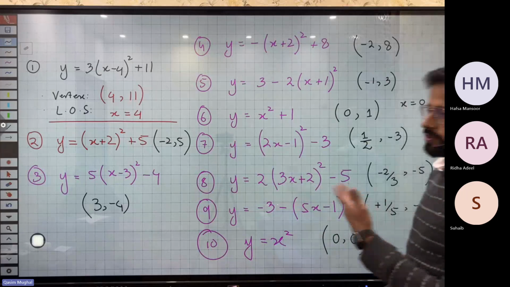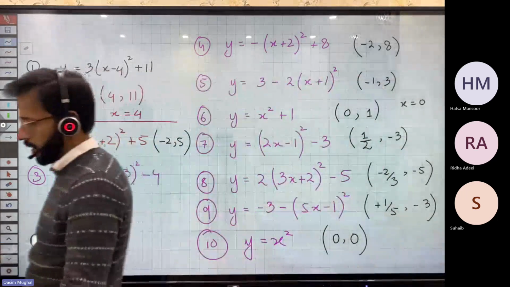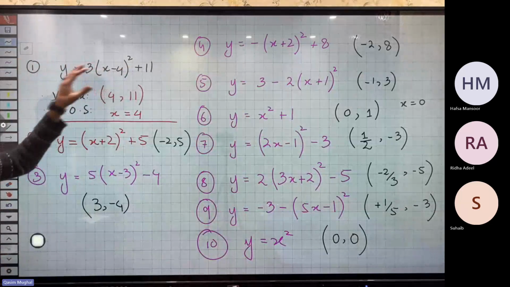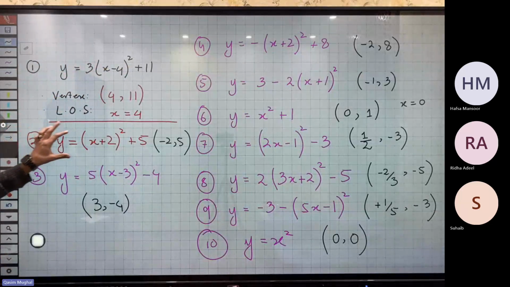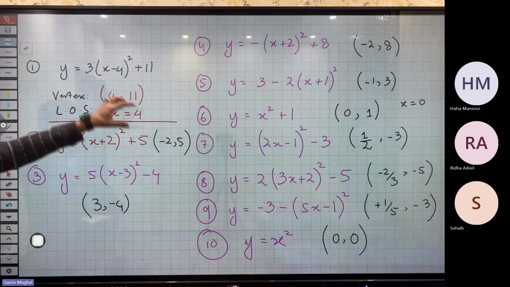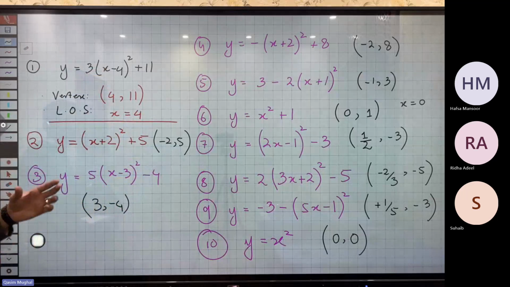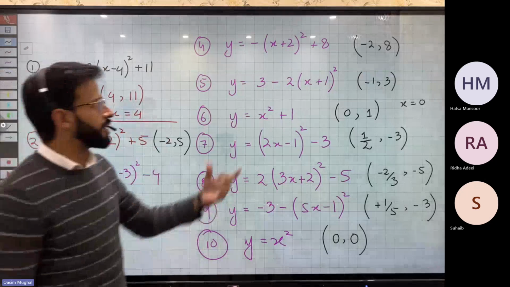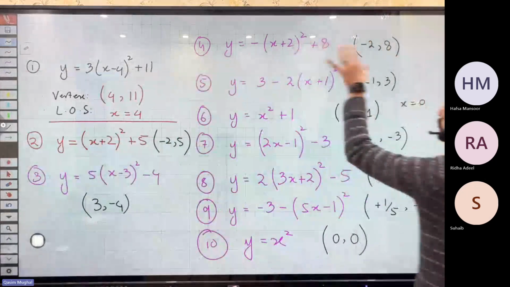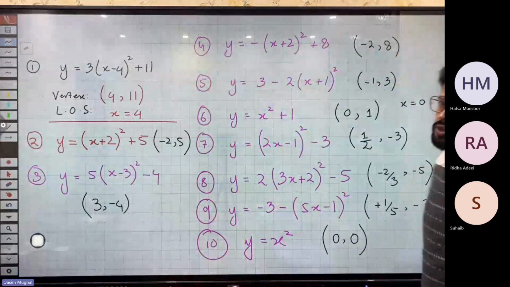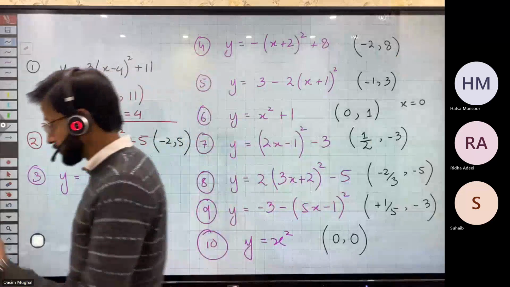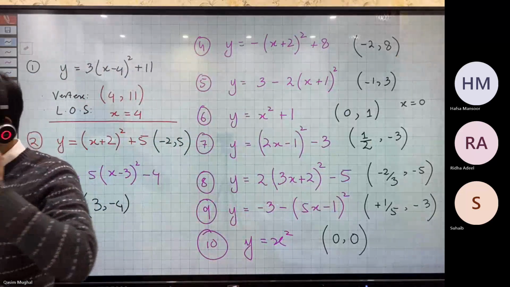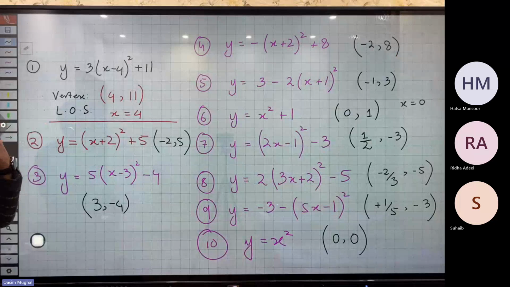Earlier I told you when we started off this topic to get your hands on Desmos. I would like you guys to plot these graphs by writing down these equations as they are on Desmos, and notice if the vertex which you are extracting from this equation is actually the same one or not. Okay? Any questions here?